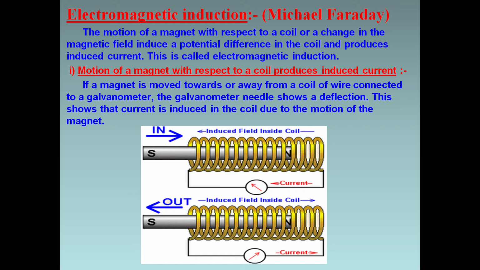So you keep the coil at rest, and make this magnet move inward or outward. When it is moved inward, then current is produced. When it is moved outward, even then current is produced. But in this second case, the direction of current will be reversed. And if you keep this magnet at rest inside the coil, then the current will not be produced. So motion, that produces current.